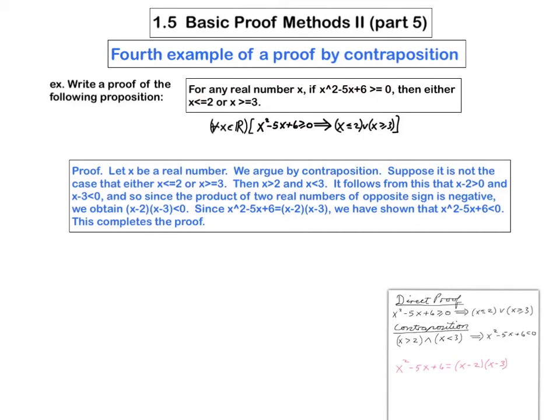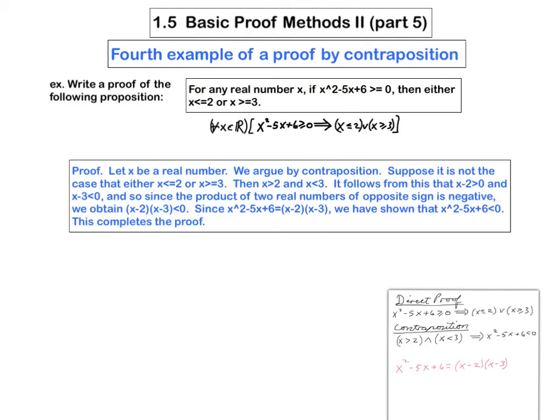Well, then I write down what that says. It says that then x is bigger than 2 and x is smaller than 3. It follows from this that x minus 2 is positive and x minus 3 is negative. And so since the product of two real numbers of opposite sign is negative, we obtain that this product is negative. Since x squared minus 5x plus 6 is equal to that, we have shown that x squared minus 5x plus 6 is negative. This completes the proof.